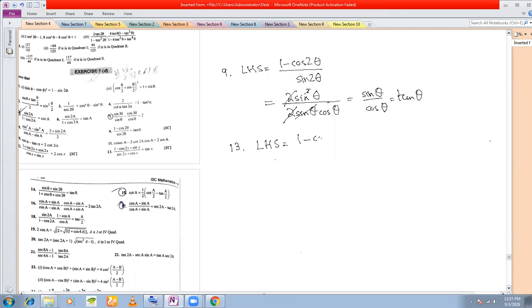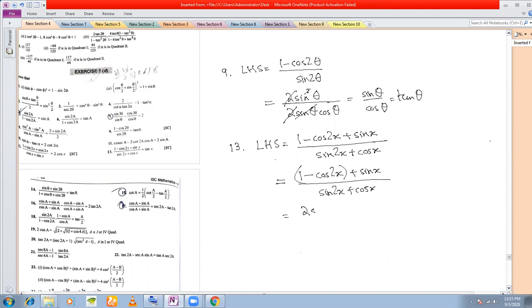1 minus cos 2x plus sine x, divided by sine 2x plus cos x. You need to prove that this is equal to tan x. Now, first of all, you group 1 minus cos 2x together and sin x separately. Why did I group first? Just to show you that 1 minus cos 2x is nothing but 2 sine square x, right? 2 sine square half of 2x. And this sin x you write as it is.